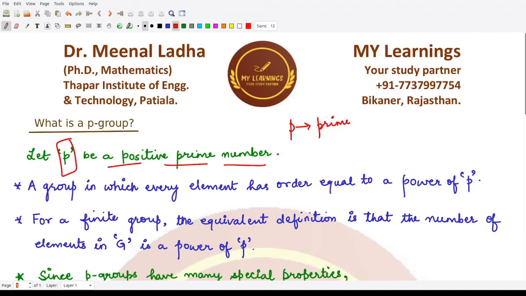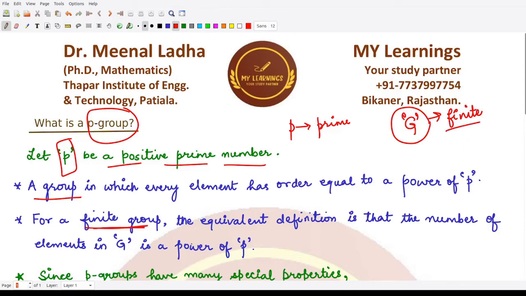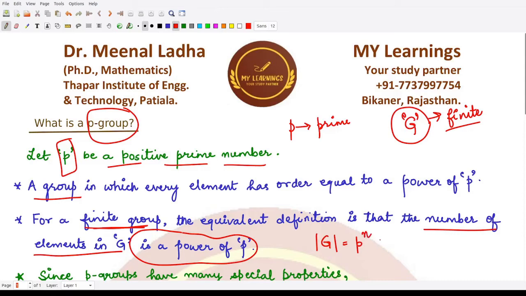Corresponding to this positive prime number we have a group. So when can we say it to be a P group? Suppose we have some group G. Now the order of this group, if this is a finite group, if it has a finite number of elements within it, then we call this a P group whenever the total number of elements present in this group G is some power of P. So that means the order of this group G is equal to P raised to power n for some n, where this P is some prime number.